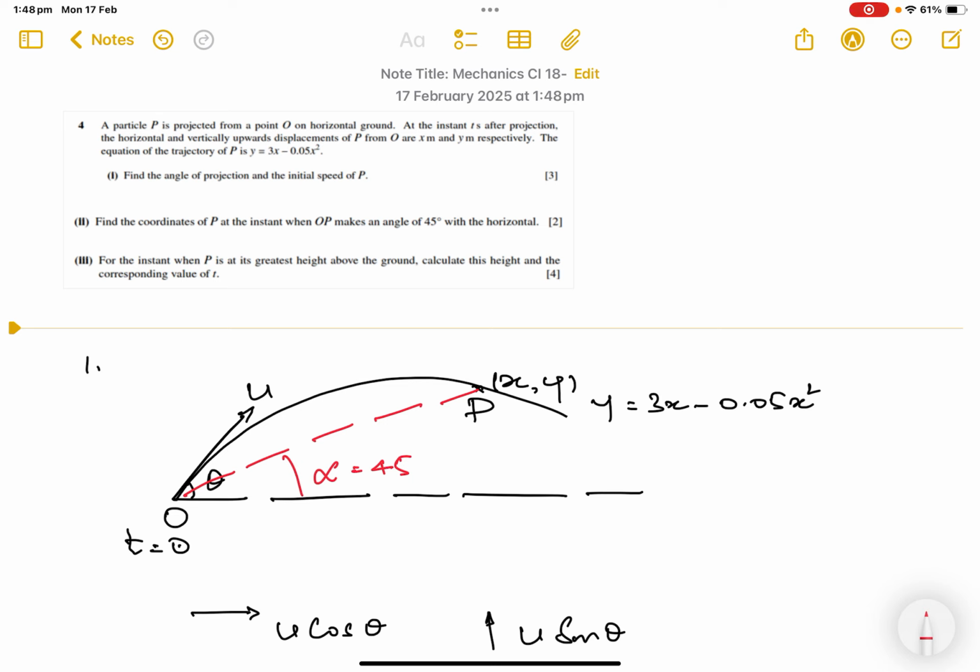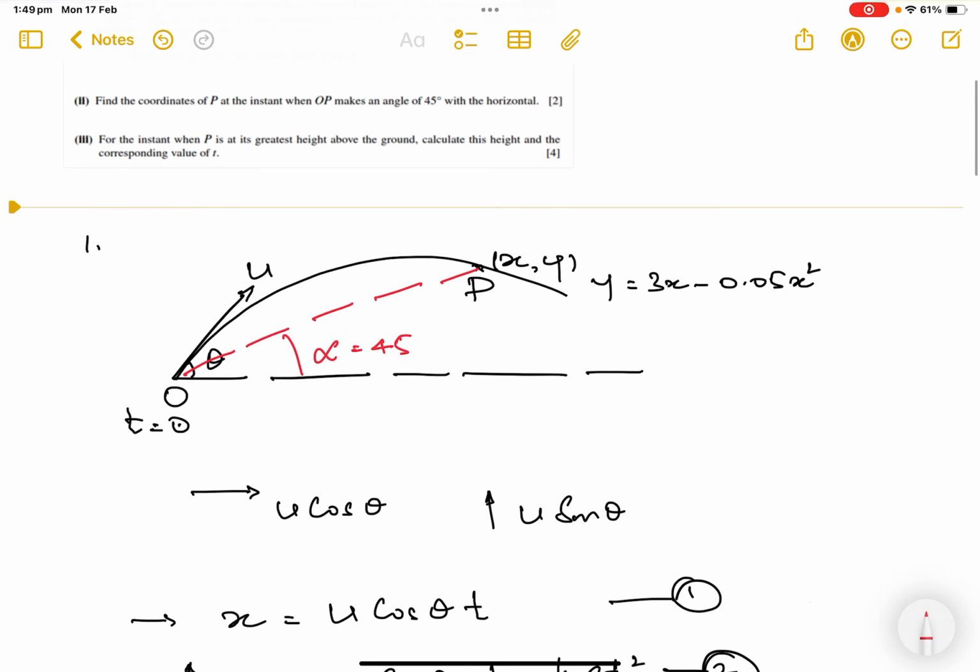A particle P is projected from a point O on a horizontal ground. At the instant t seconds after projection, the horizontal and the vertical upwards displacement of P from O are x and y respectively. The equation of the trajectory of P is y equals 3x minus 0.05x squared. Find the angle of projection and the initial speed of P.